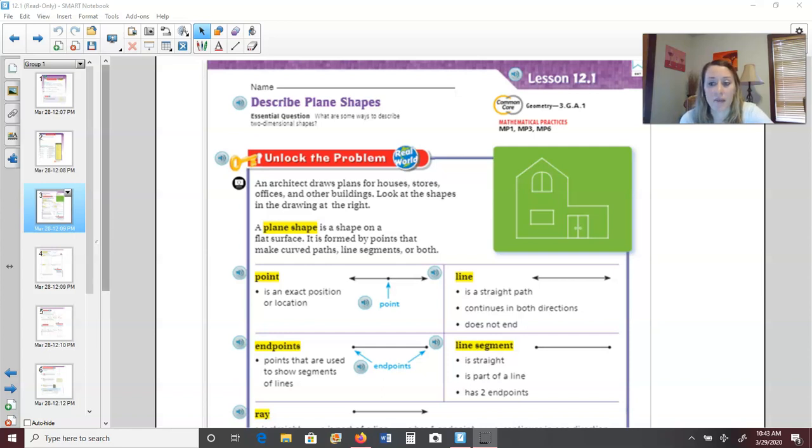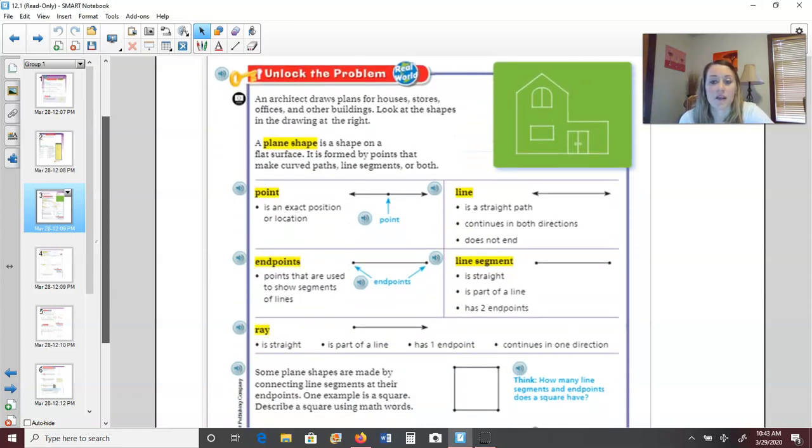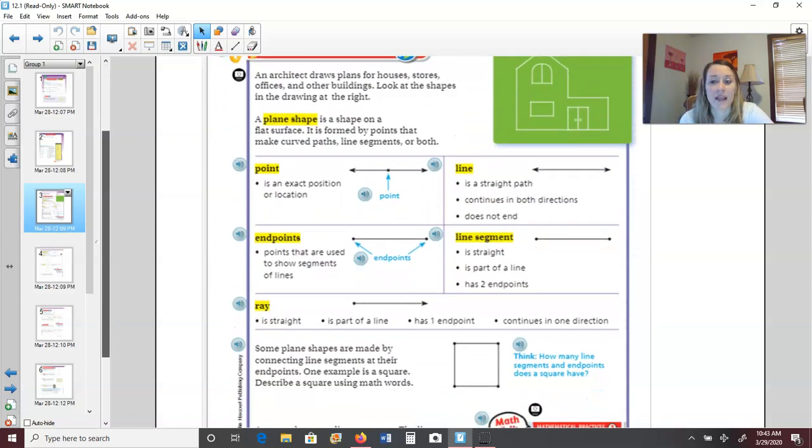So it talks about a plane shape. Now, it's not plain like there's nothing on it, and it's not plain like an airplane. In math, a plane shape is a shape on a flat surface. It is formed by points that make curved paths, line segments, or both. So we're talking about like a flat plane being on like paper. That would create a plane shape.